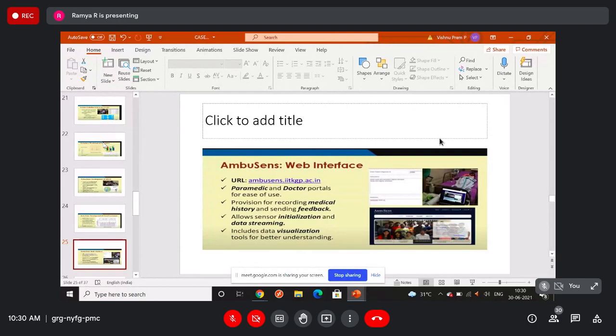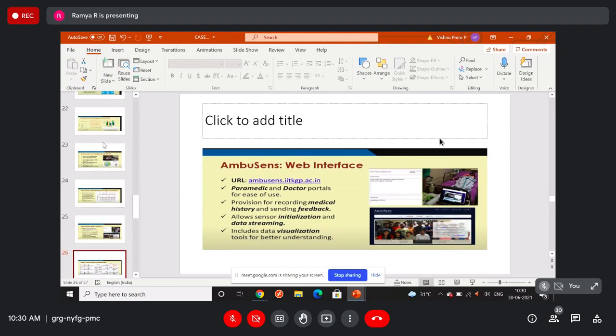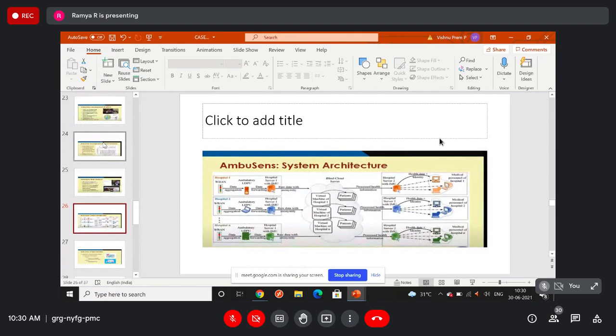For example, this particular project's web interface is Ambusense IIT KGP. So that is a web interface. In that, they have some different modules like paramedic, doctors, and medical history. We can check initialization and data streaming of the different sensors, and data visualization, so many things. So this is the system architecture.